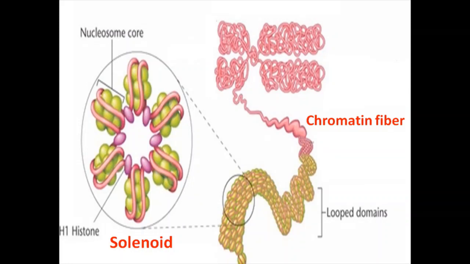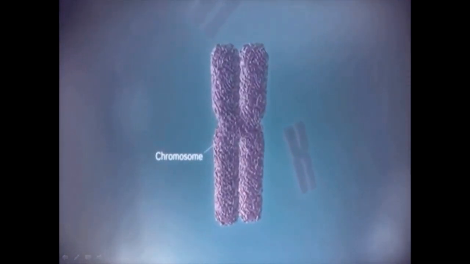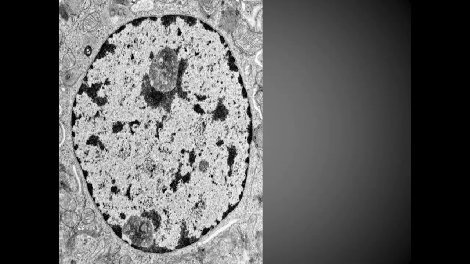Finally, these chromatin fibers are further supercoiled and condensed to form a chromatid. The chromatid attached with a centromere now becomes a chromosome. Each chromosome has two sister chromatids. The chromatid contains two distinct regions in it. They are euchromatin and heterochromatin.